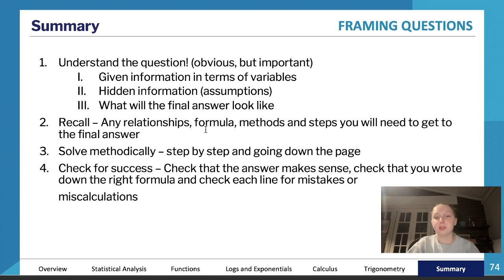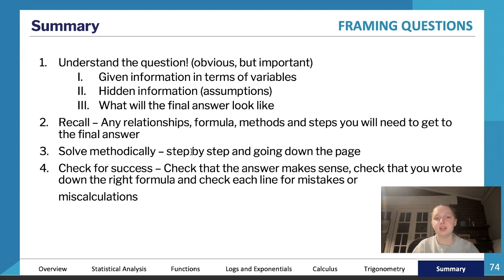Thinking about your formula sheet, what's on it, what can you use, and then again, what methods and steps do you know, what relationships can you derive, all sorts of things like that. Then obviously you solve. It's super important to set this out right, to make sure it's super clear what you're doing, so that whoever's marking it can clearly see what you've done.